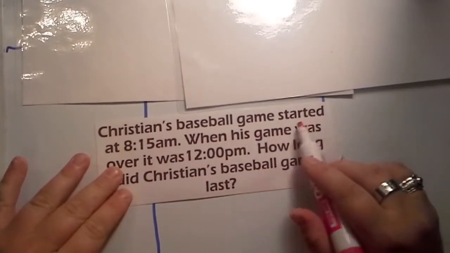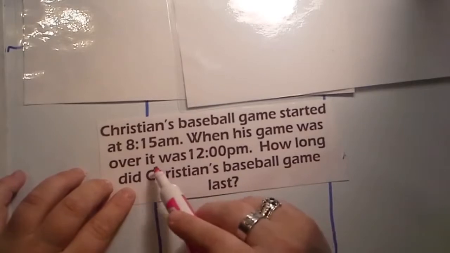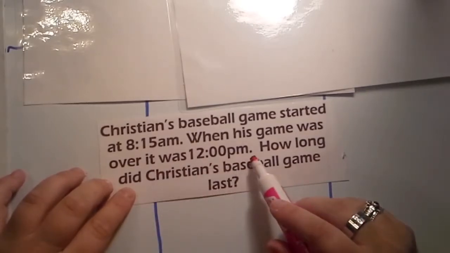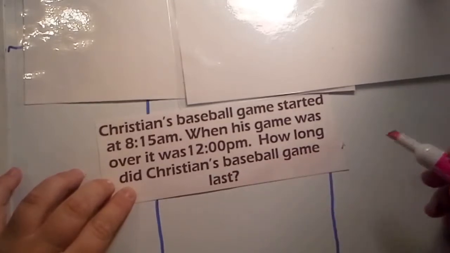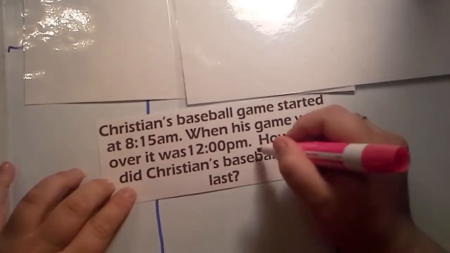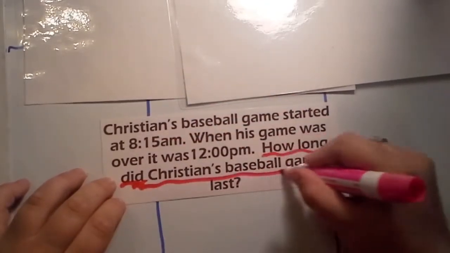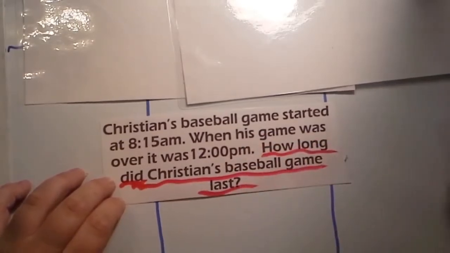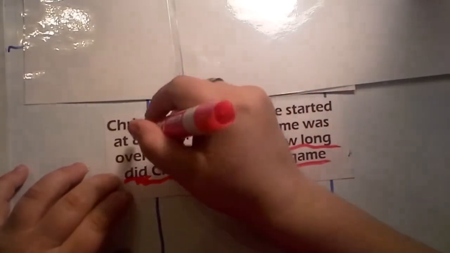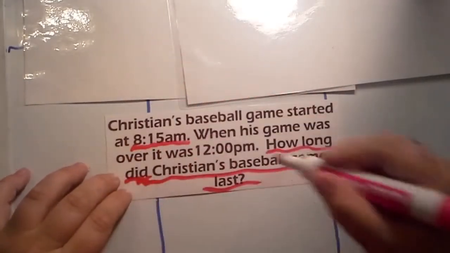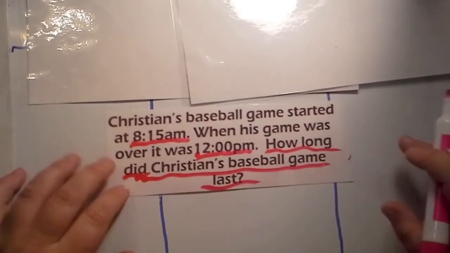Christian's baseball game started at 8:15. When his game was over, it was 12 p.m. How long did Christian's baseball game last? So I'm going to underline "how long did Christian's baseball game last." That means I need to know my start time and end time. The start time is 8:15 and the end time was 12 p.m.